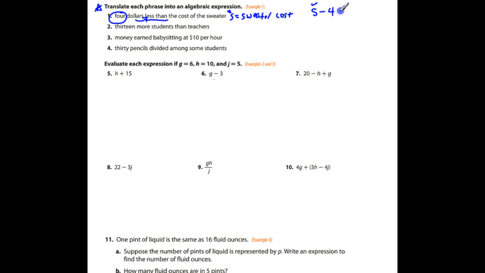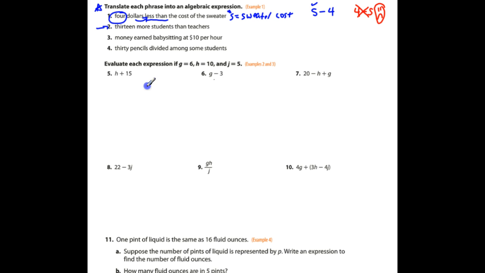So how would you do that? You would go S minus 4. Don't say 4 minus S. No, that's wrong. It is not the same thing with subtraction. Can't do that.